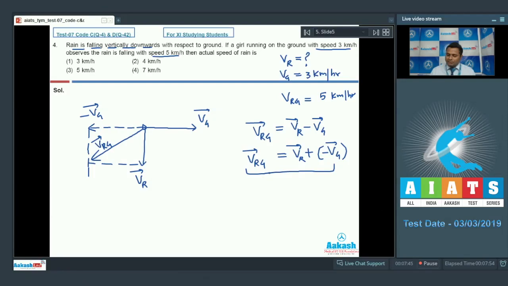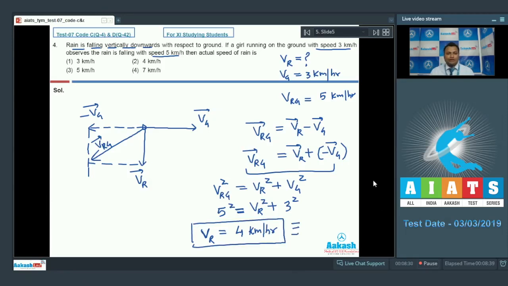Now from the above equation, VRG equals VR plus minus VG, we can write the magnitude of VRG as VRG square equals VR square plus VG square. Now putting the values, VRG is 5, so 5 square equals VR, which we have to obtain, plus VG square, that is 3 square. After solving we get VR, the magnitude of velocity of the rain, as 4 km per hour. So this is our answer, and after looking at the options we can say that option number 2 is absolutely correct. So we will go with option number 2.